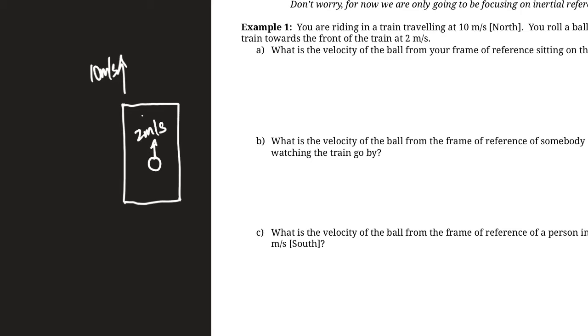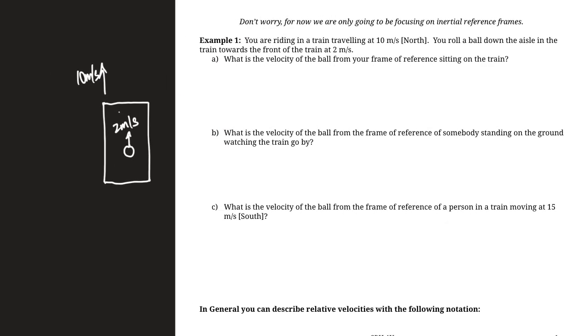Now, there are different motions happening here, and they're all happening at the same time. And that's what we're going to get at in this lesson, how to sift through the confusion and come up with a notation that's going to make it really easy for us to answer questions like this. So the first question asks, what's the velocity of the ball from your frame of reference sitting on the train?